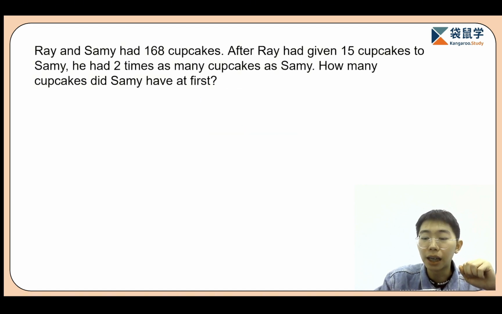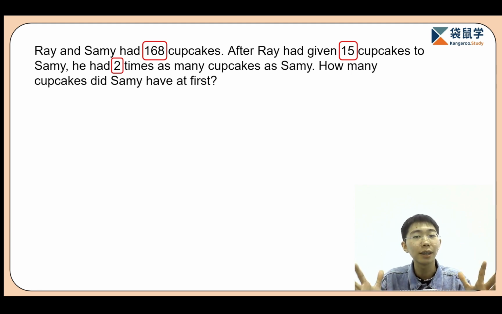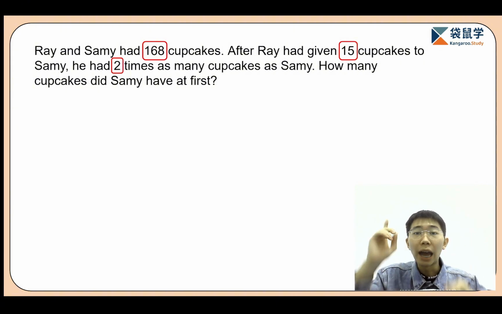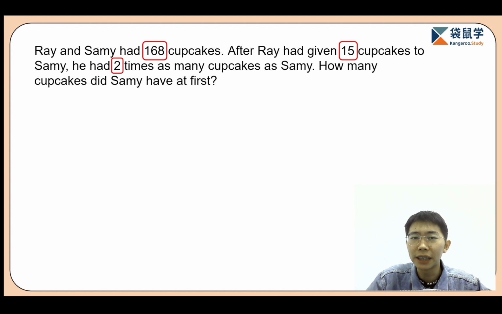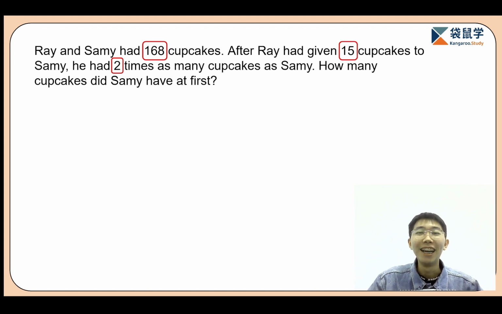Ray and Sammy had 168 cupcakes. After Ray had given 15 cupcakes to Sammy, he had 2 times as many cupcakes as Sammy. How many cupcakes did Sammy have at first? Now look at this question. There are so many conditions. And what is the best way to visualize these conditions? Draw models. So here, let me try to draw the model here.